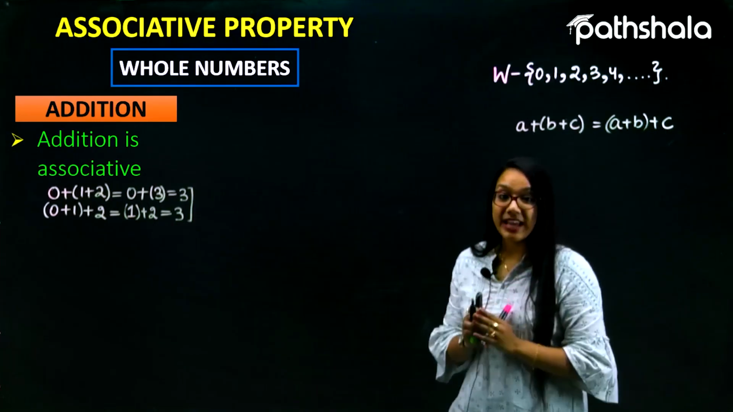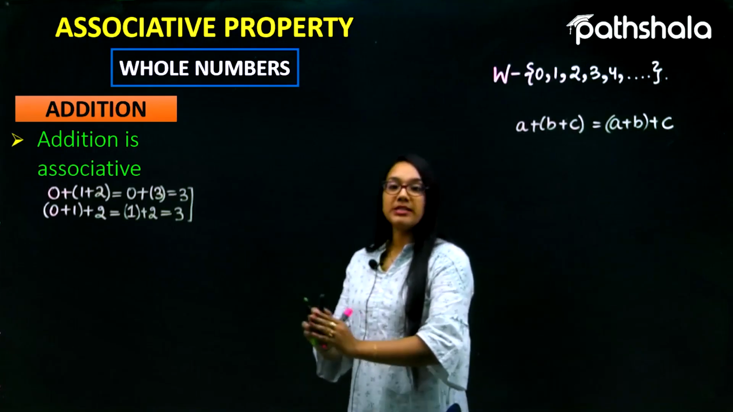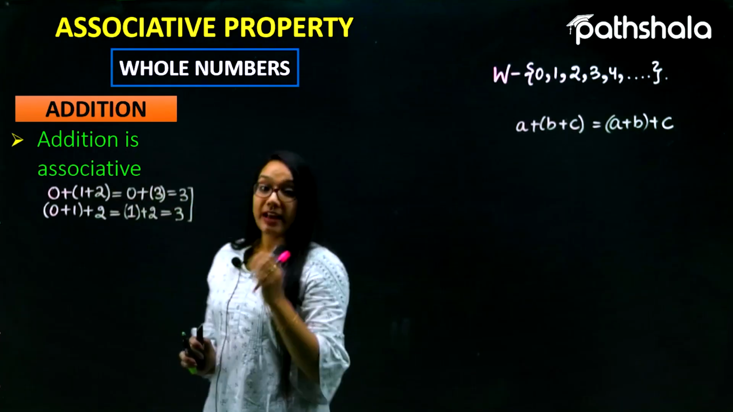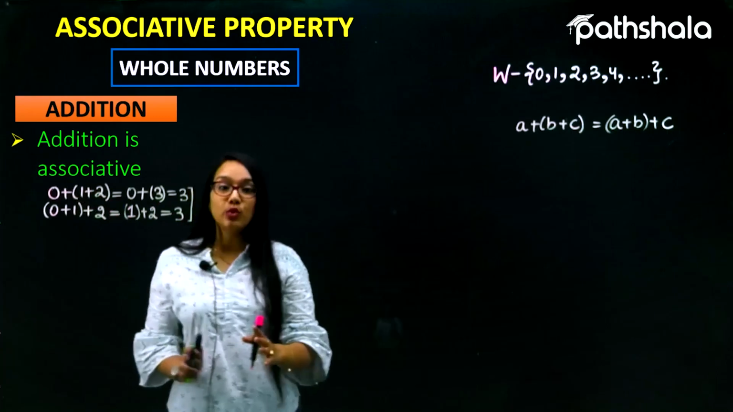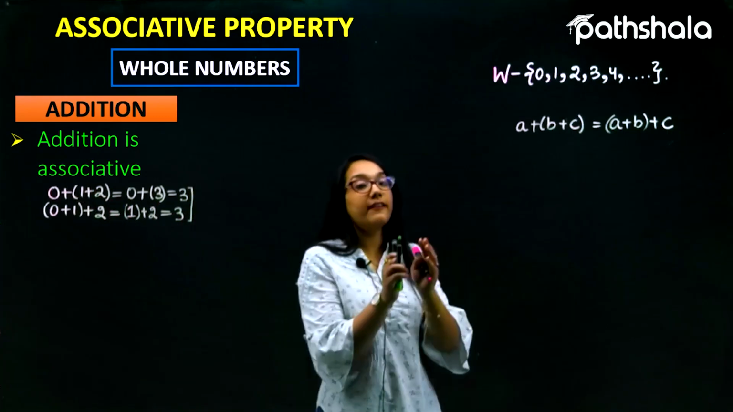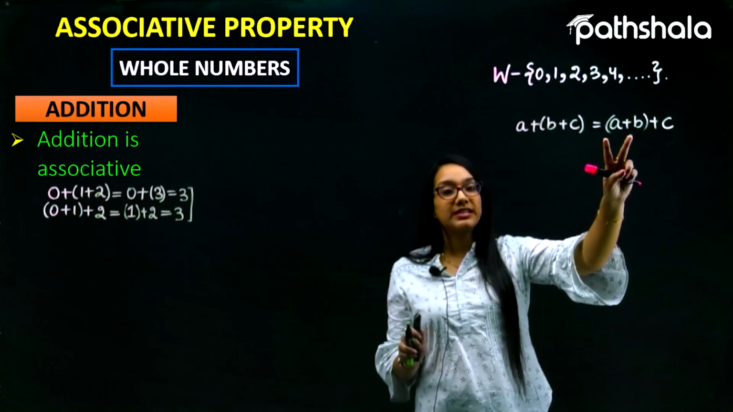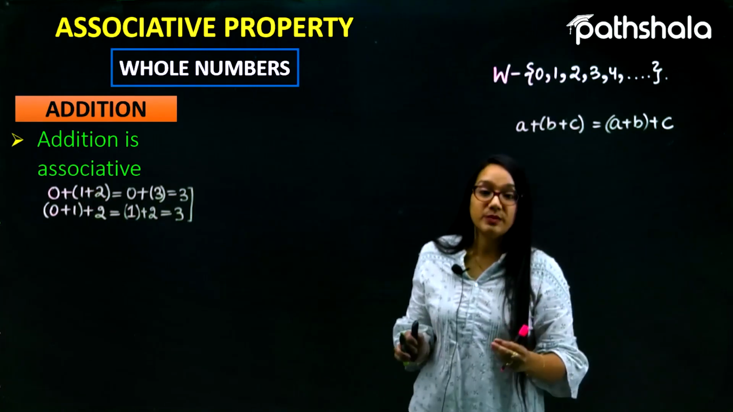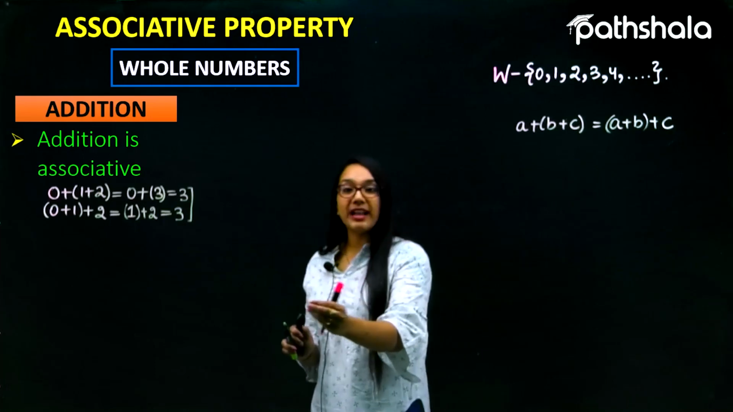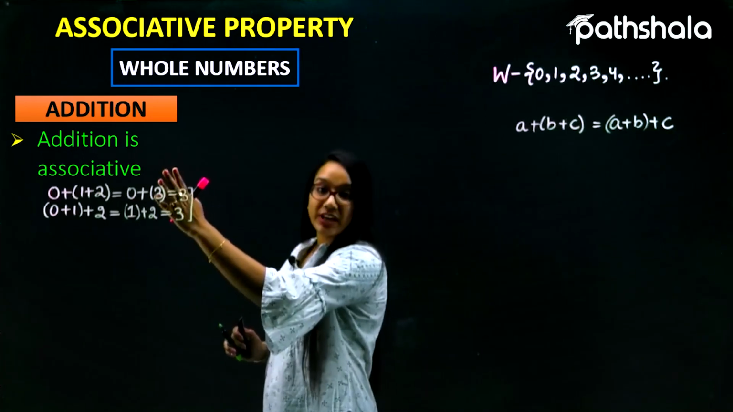Whenever I take any three whole numbers, like I've taken here, 0, 1, 2, and add them in different groupings, like A plus (B plus C) or (A plus B) plus C, the answer will always be the same. So it means that addition is associative in nature.